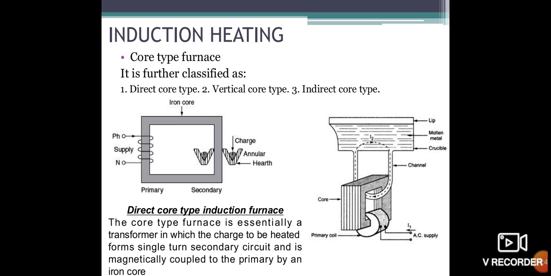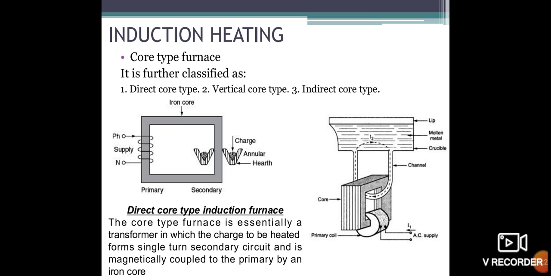The direct core type furnace is essentially a transformer in which the charge to be heated forms a single-turn secondary circuit and is magnetically coupled to the primary by an iron core. You can see the figure here. One transformer limb is connected to the power supply, which is AC, and the secondary side is connected to the charge, which is put in the metallic crucible.